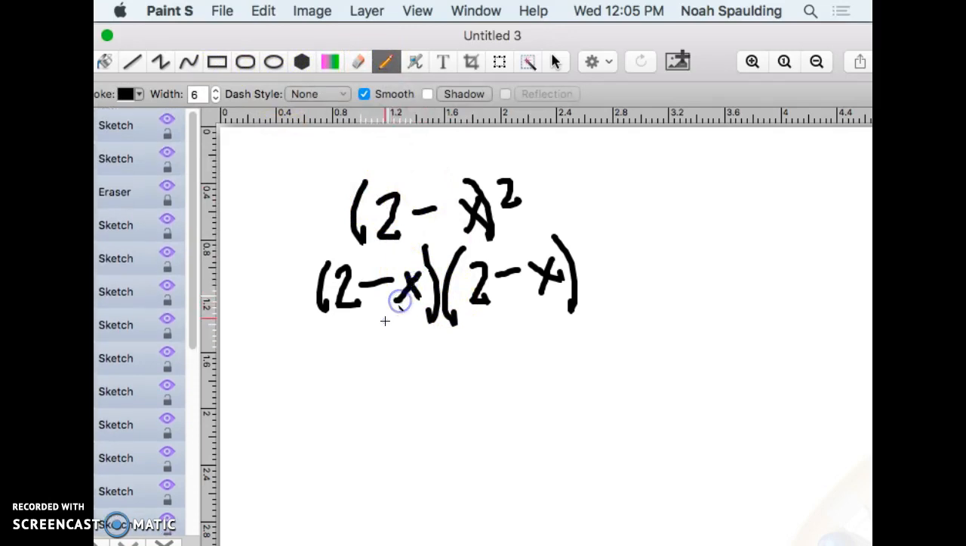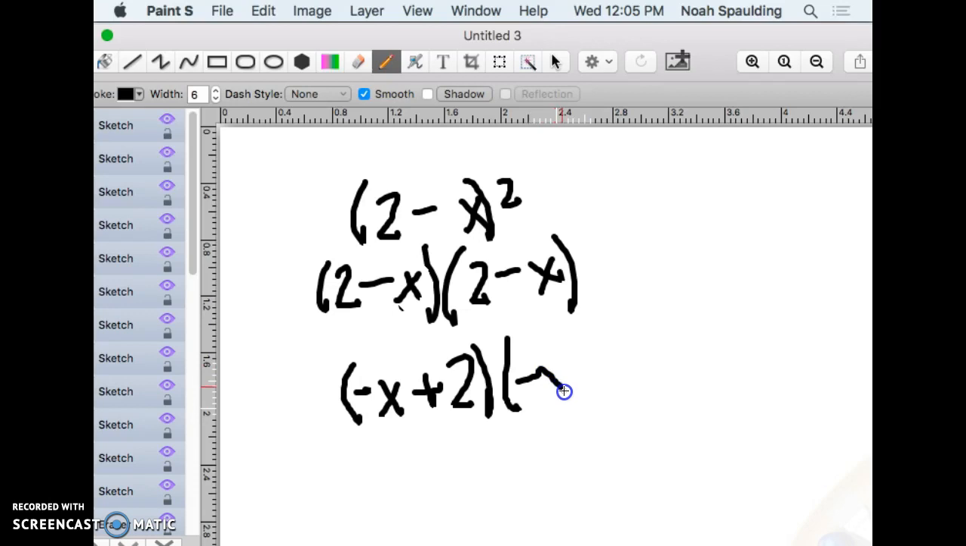Now this one, I don't like it because it has the 2 first. So a lot of times I'll rewrite these so that it has the variable first. When you rewrite it, you have to make sure that the negative goes with the right one, because right now the negative is with the x and it's a positive 2. So I rewrote it so it looks like this. You don't have to do this, but I think it makes it a lot easier to write it in the same form each time rather than deal with it being in an incorrect form. So the negative goes with the x.